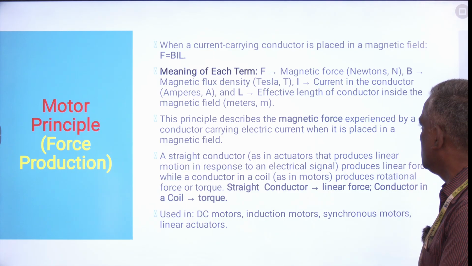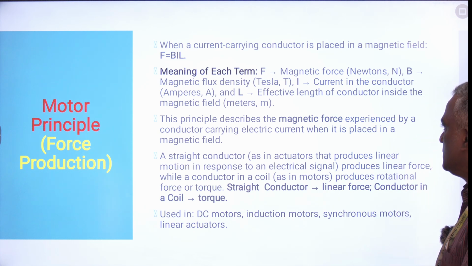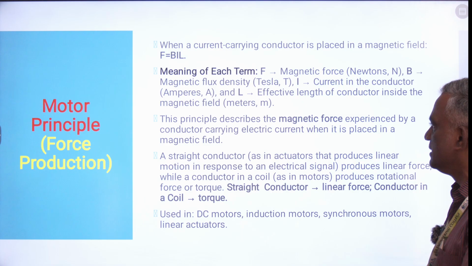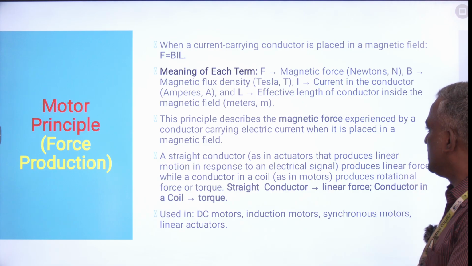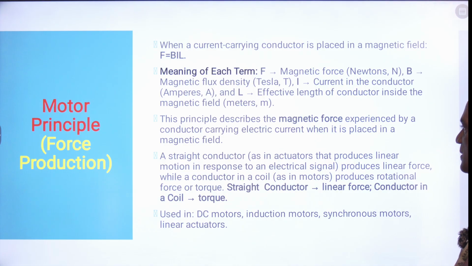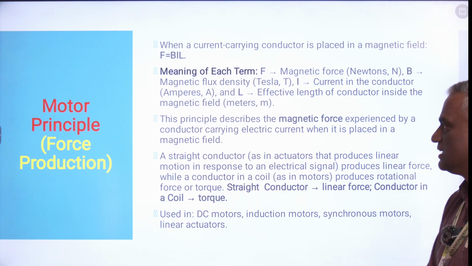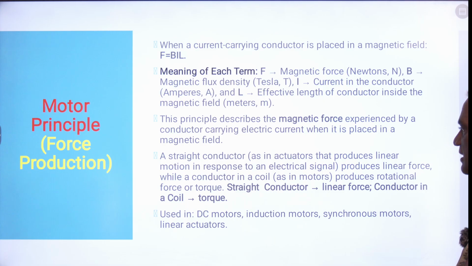Its unit is Newton. B is the magnetic flux density, and its unit is Tesla. I is the current in the conductor, with unit amps. L is the effective length of the conductor inside the magnetic field, and its unit is meter. This principle describes the magnetic force experienced by a current-carrying conductor placed in a magnetic field.